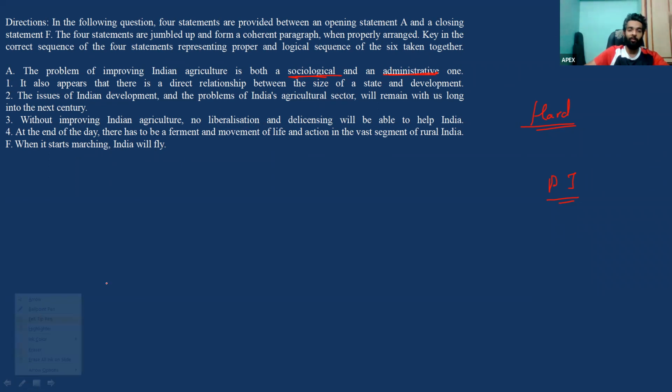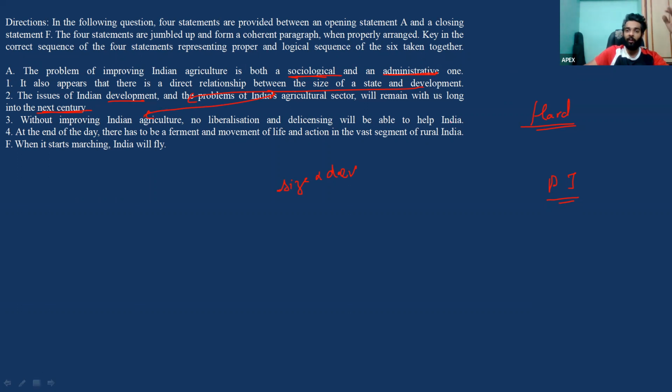Okay, the same approach that we do in the classroom. How does the theme get connected? Problem of improving Indian agriculture is sociological and administrative. So there's a relationship between size and development. Okay, and then he's talking about Indian development, which is already over here. Okay, and the problems of Indian agricultural sector, which will remain with us for the next century. Yes, without improving Indian agriculture. Okay, so obviously this is being talked about over here.